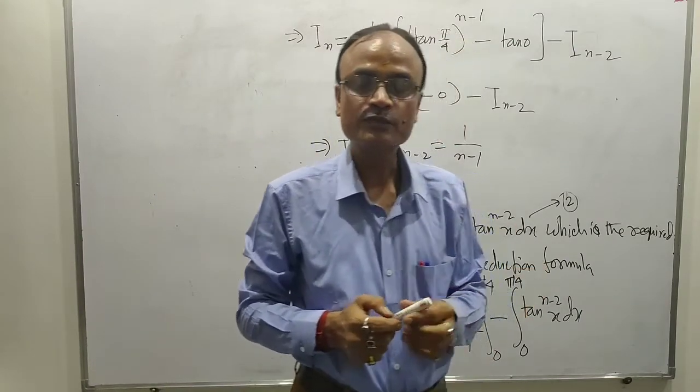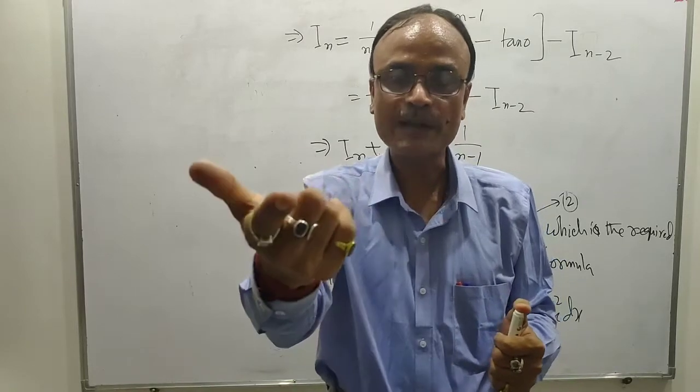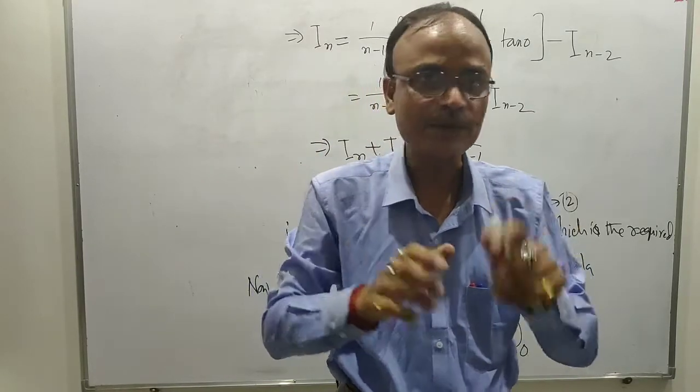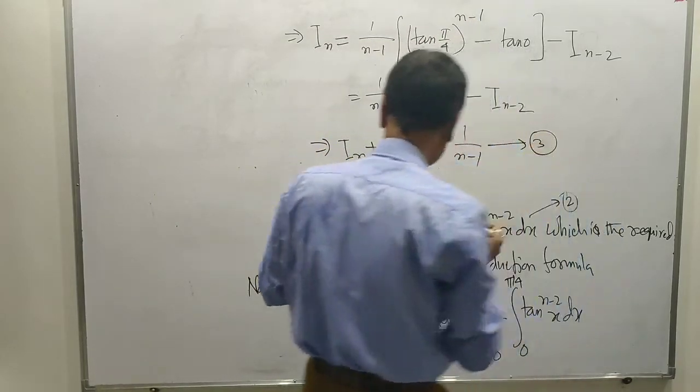Now we have to find integration 0 to pi by 4 tan to the power 5x dx, meaning I5. Suppose this is number 3.